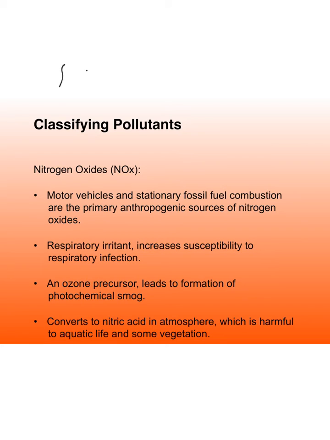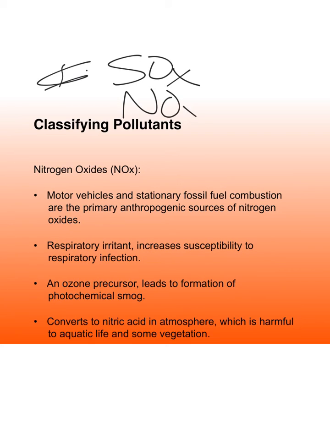An easy way to remember that, you might have known this from when Mr. Payne was here: SOx, and we have NOx now, right? This is an easy way to remember some of these. And then carbon monoxide is going to be another one. Motor vehicles and stationary fossil fuel combustion are the primary anthropogenic sources of nitrogen oxides. Again, it is a respiratory irritant, so if you're making a table on the sources and the effects, make sure you always have irritants there and fossil fuel combustion. It's an ozone precursor, and we're going to get into what that is, and it leads to photochemical smog.